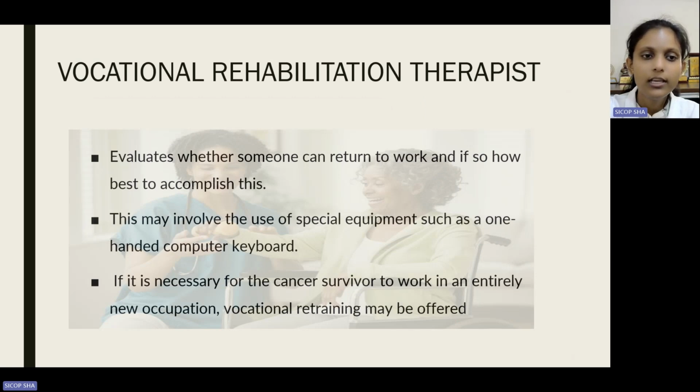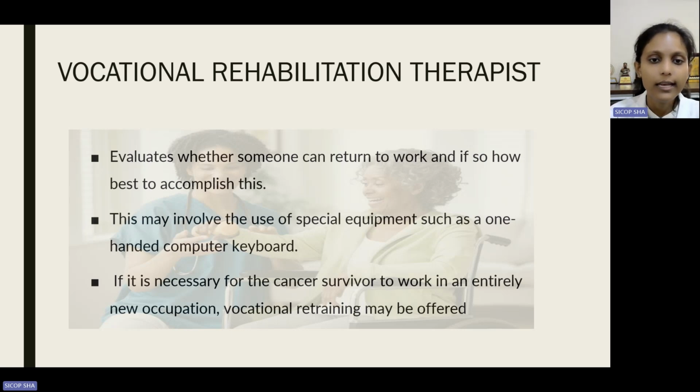So what they do is they evaluate whether someone can return to the job or work, and if so, how best to accomplish this. If the patient is able to do this job again, what are the things which can be done so that he can get back to his work, and how can the person achieve it is seen by the vocational rehab therapist.